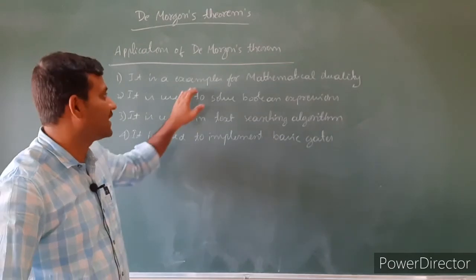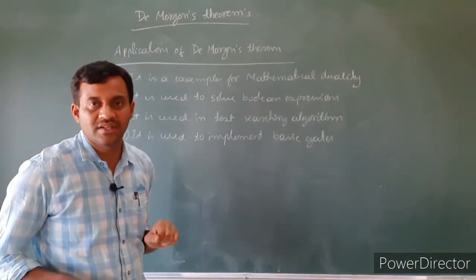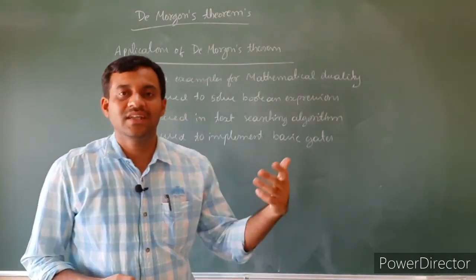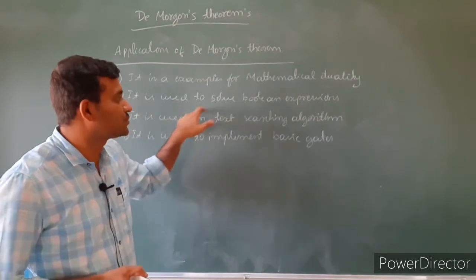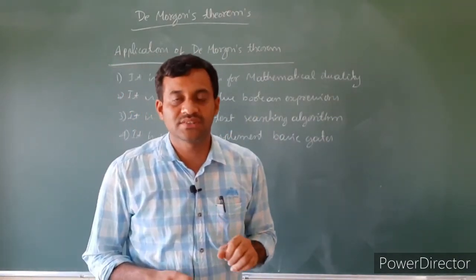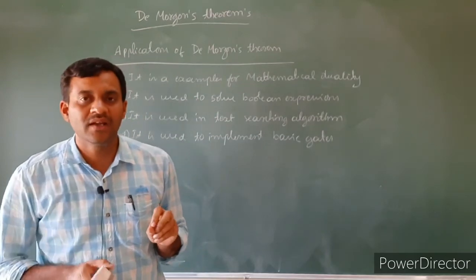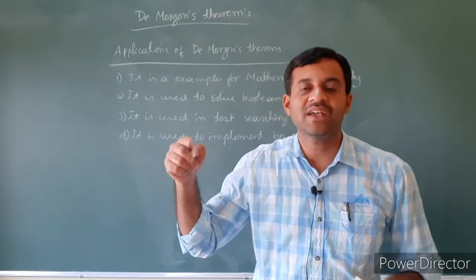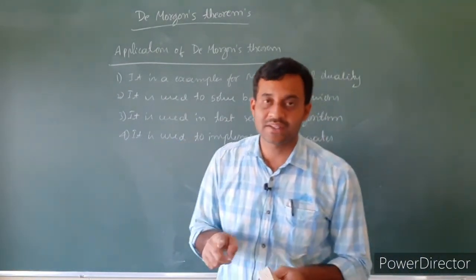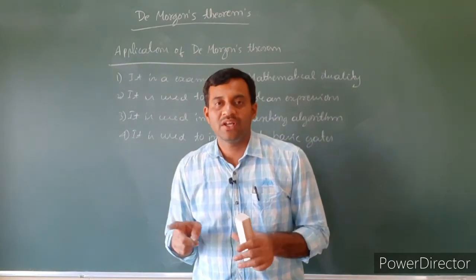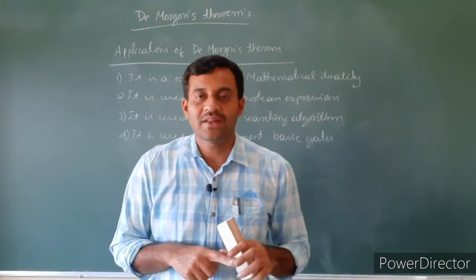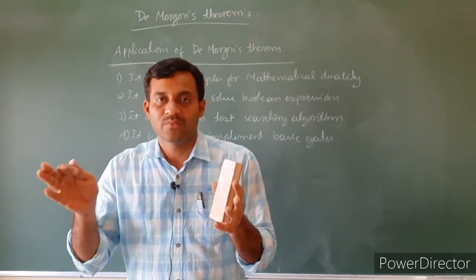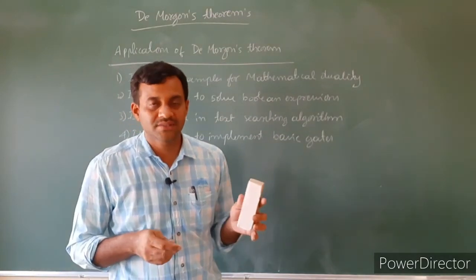The first one is that it is an example of mathematical duality. What is the duality theorem? We will discuss it in the next session. It is used to solve Boolean expressions. In a Boolean expression, the over bar cannot be extended to more than one variable. To split the over bar, again we use De Morgan's theorem.